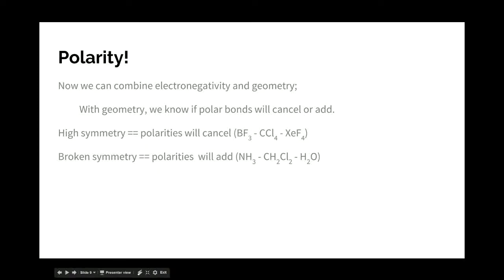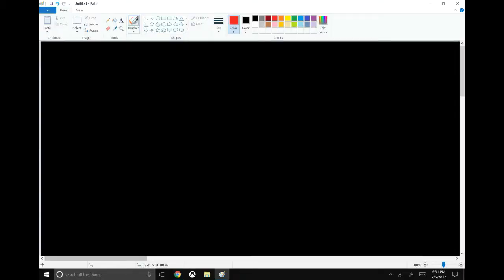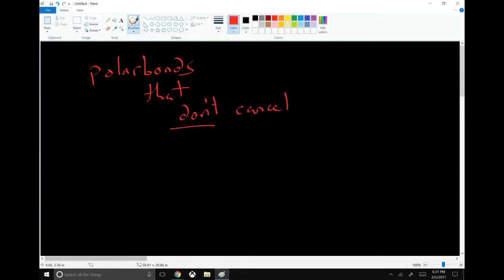Welcome back. Now, having sussed out all of molecular geometry, we can finally examine polarity. And remember that polarity, as you'll recall, follows a flowchart. It needs polar bonds that don't cancel. So it needs to have some sort of broken symmetry.